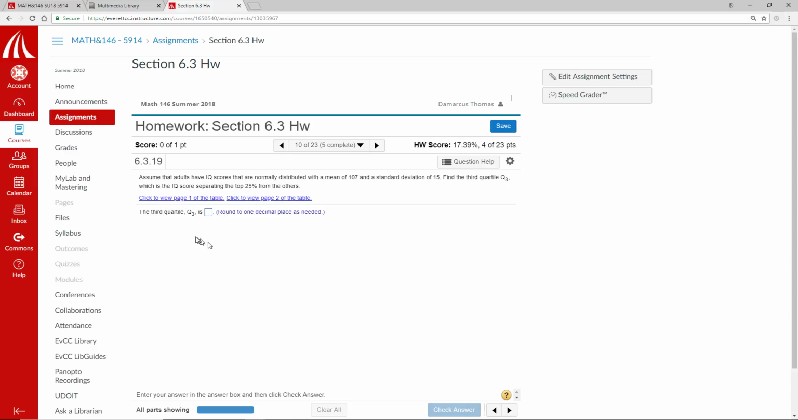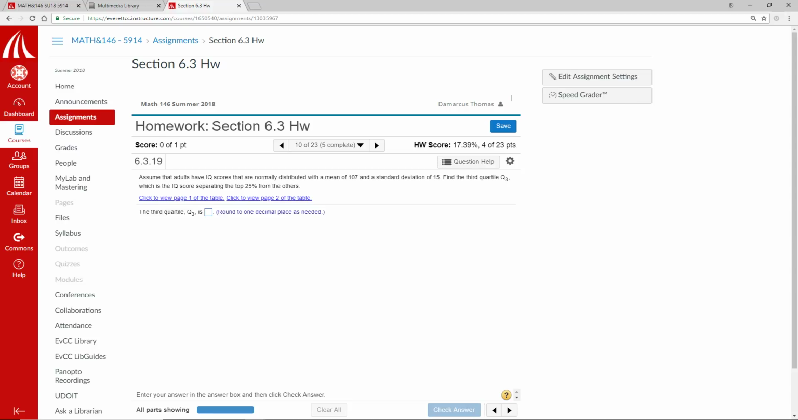Pretty straightforward. They're starting to get a little tricky. Look at this, the third quartile. And then they also define what the third quartile is. The third quartile is the 75th percentile. It is the top 25%. And they've switched the mean to be 107 because we're talking about adults, I guess. And also the deviation is still 15. It says find the third quartile, Q3, which is the IQ score separating the top 25% from the others.